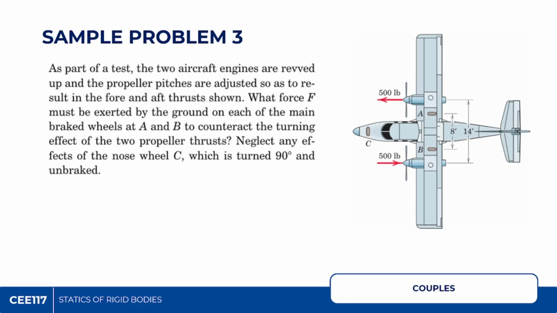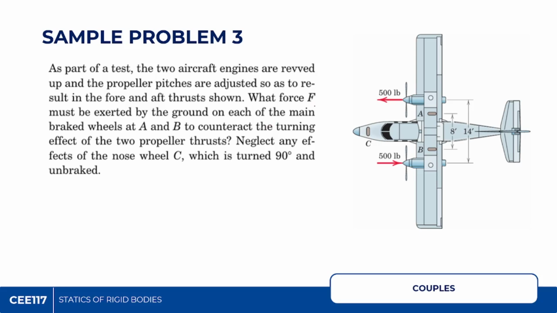Now, for our last problem. As part of a test, the two aircraft engines are revved up and the propeller pitches are adjusted so as to result in the fore and aft thrust shown. What force F must be exerted by the ground on each of the main brake wheels at A and B to counteract the turning effect of the two propeller thrusts? Neglect any effects of the nose wheel C, which is turned 90 degrees and unbraked. So, the question is a bit complicated, but the solution would be very simple.